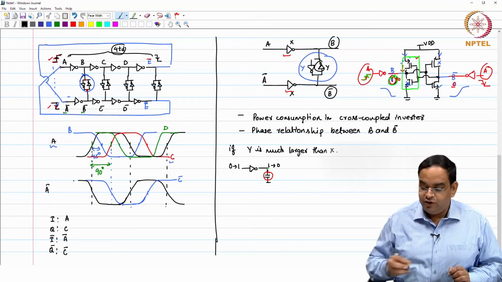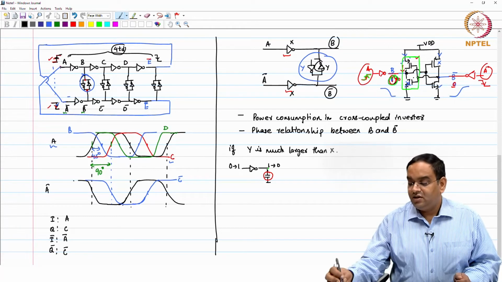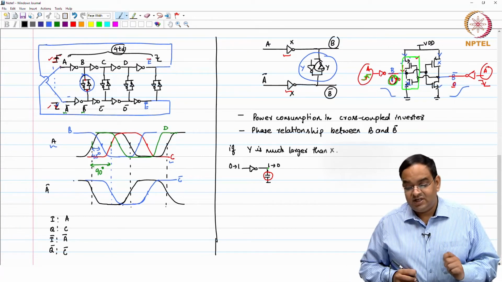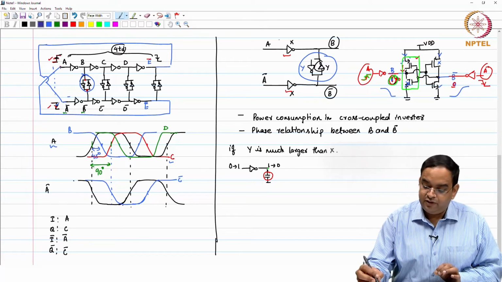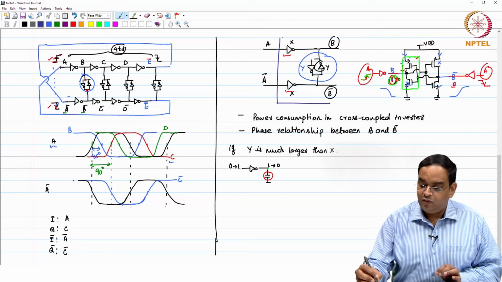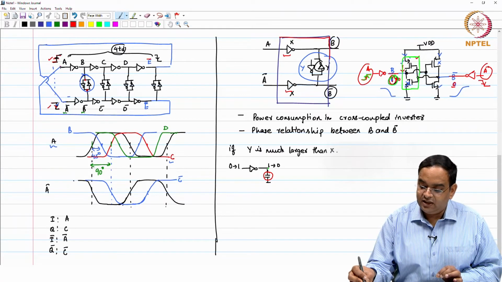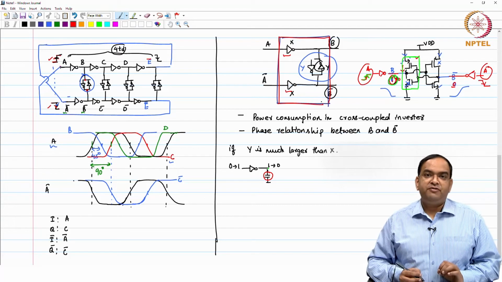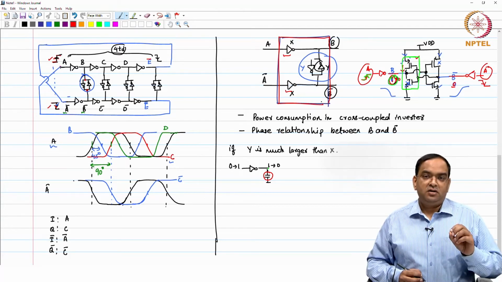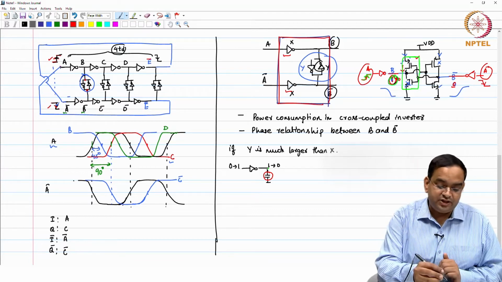Okay. So, if you increase the size of the cross coupled inverter as much larger, then your effective delay of this circuit will increase, and if the delay of this circuit increases, then the maximum frequency of operation for a pseudo differential ring oscillator will reduce. Okay. So, that is something you cannot make much larger.